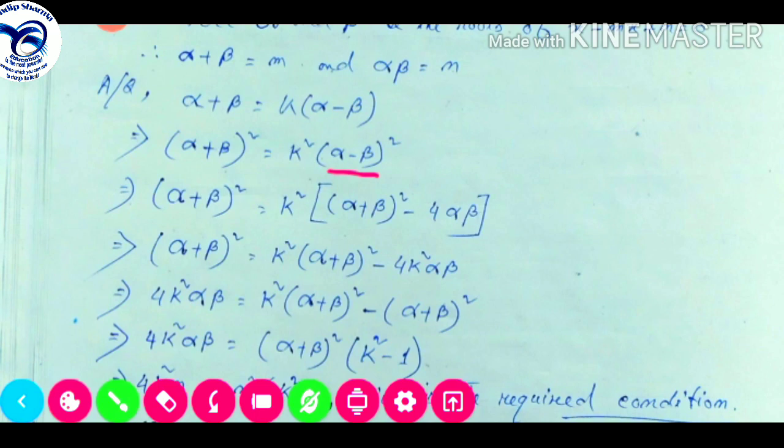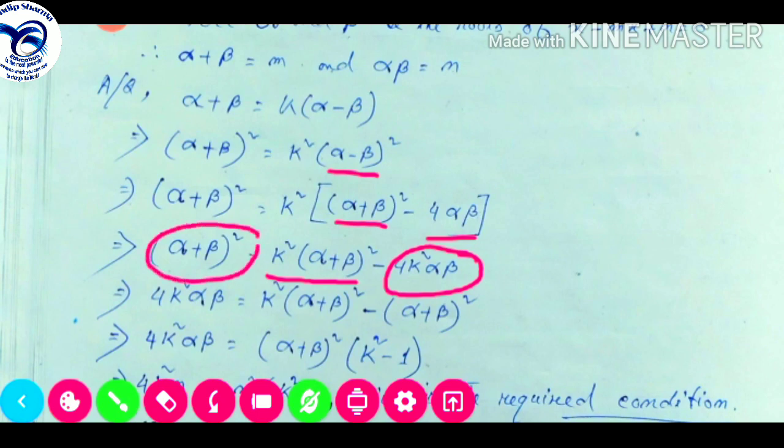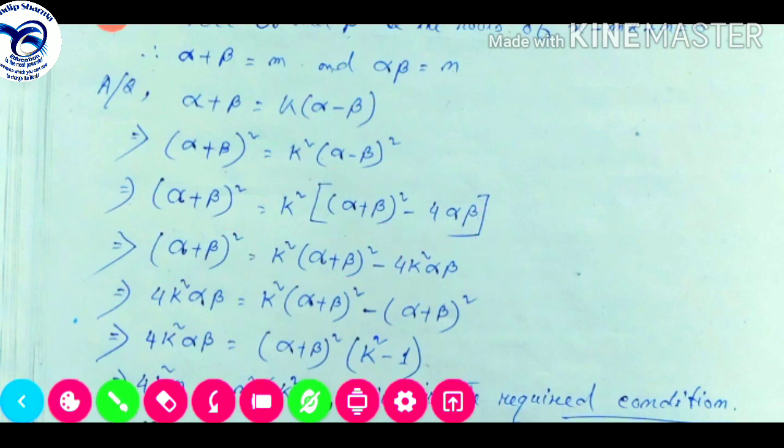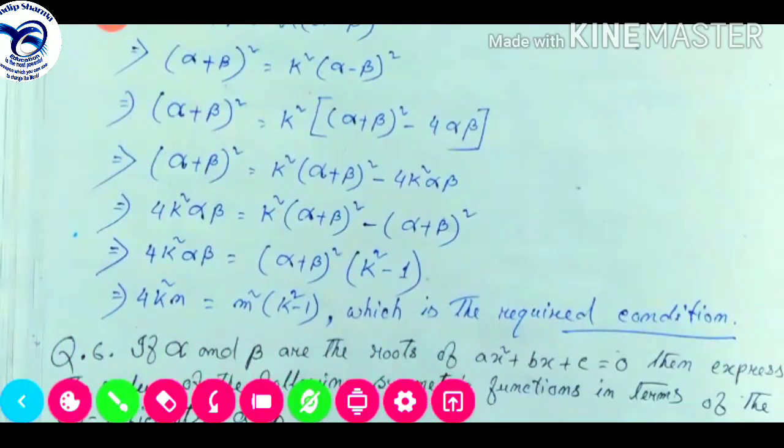Now with k square we will multiply these two terms, this one and this one, so it will be k square into alpha plus beta whole square minus 4k square alpha beta. Now this minus 4k square alpha beta will shift to the left hand side, and this alpha plus beta whole square will shift to the right hand side. So we are shifting this one, so here it becomes positive, because here it is minus, and this one will be minus. On the right hand side, this portion will be minus. Now on the right hand side, you will see this portion and this portion is common, so we are able to take alpha plus beta whole square as common. So in the first portion k square will remain, so k square. In the second part nothing remains, means 1, so minus 1.